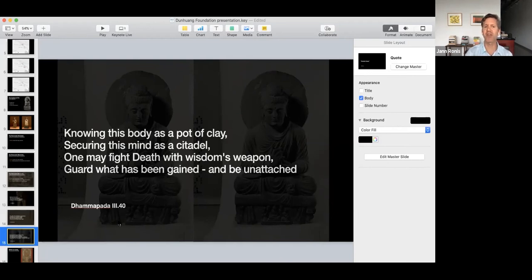One may fight death with wisdom's weapon. I love this. So how can you fight against death and samsara and ignorance and karma? It's with wisdom's weapon. And wisdom's weapon is an outgrowth of understanding that your body is like a pot of clay and that your mind is something you can control and strengthen and utilize.